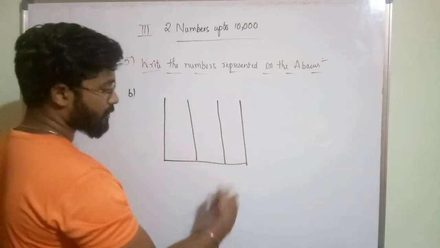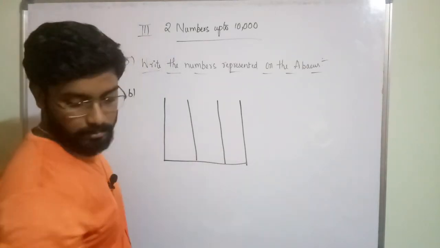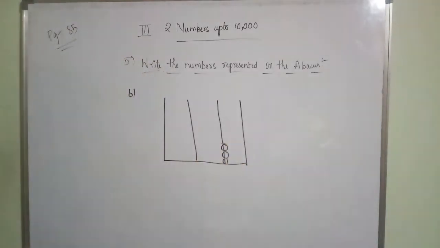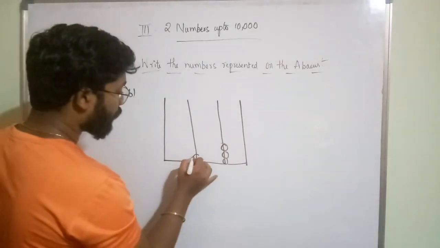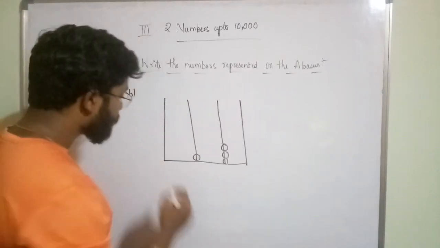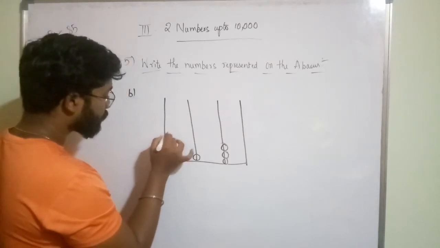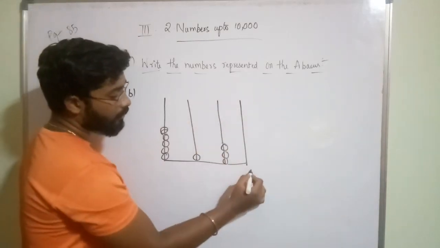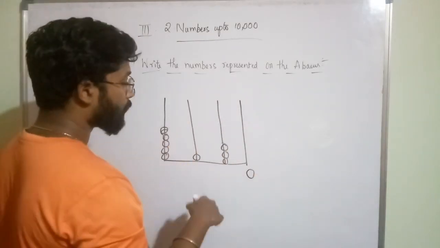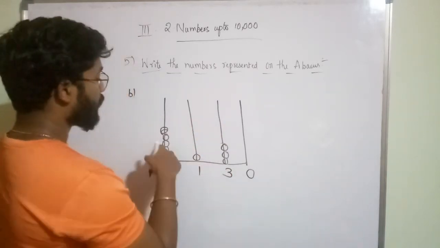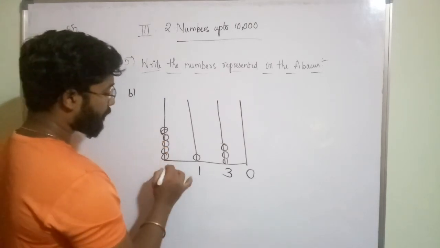So in ones rod there is nothing. Okay, so you have to leave it. In tens rod there are 3 beads. Next, in hundreds rod how many beads are there? In hundreds rod you are having only 1 bead. In thousands rod you are having how many beads? 5 beads. Okay, so you have to count. In ones rod no bead is there, so you have to keep 0. In tens rod 3 beads are there. In hundreds rod 1 bead is there. In thousands rod 1 2 3 4 5 beads are there.